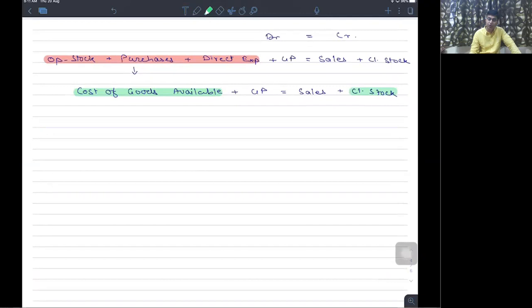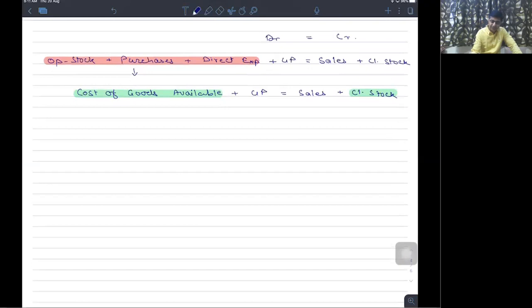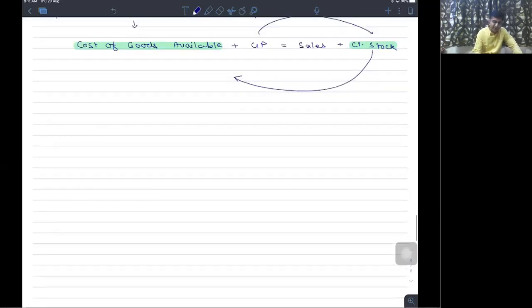Yes or no? As these two are related to goods only, इन दोनों को ऐसे बिछड़ा हुआ रखने में क्या फायदा मिल रहा है तुमको? गलत है ना? So what we do is, we bring closing stock to this side and we take gross profit to another side. What will happen now? What will be my revised equation then?